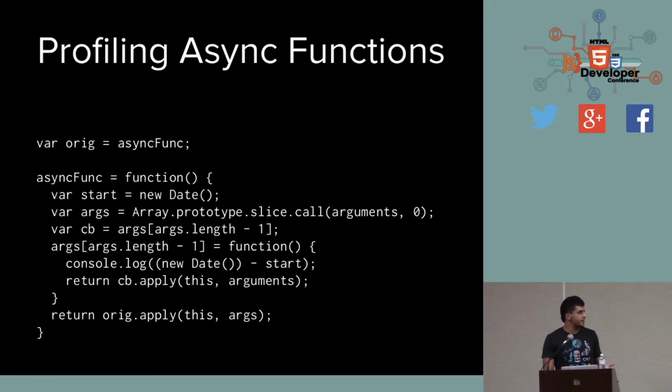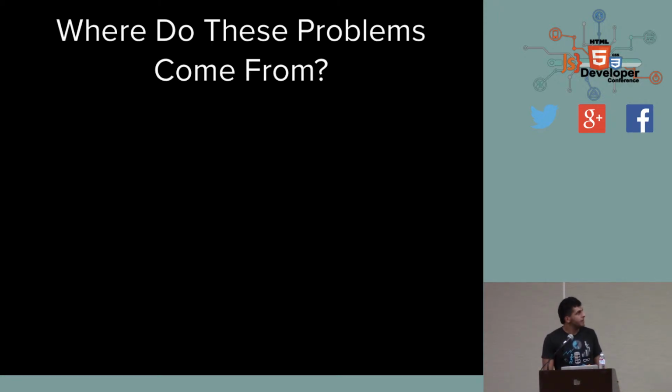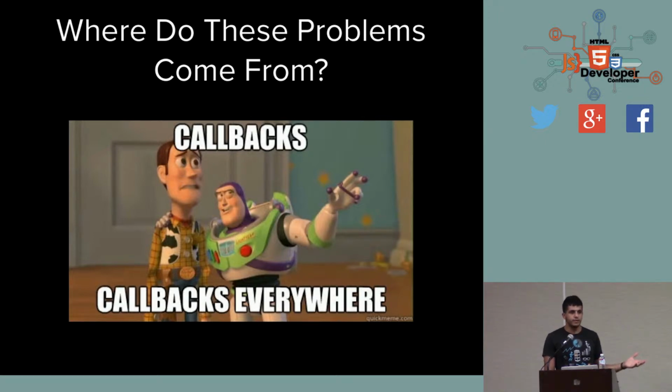That's not super great. So here we're just wrapping that function, replacing it with something that'll start, measure a date, and then do a time diff. You can do that. It's not super great. So this is like the third class of problems that all come from this event loop. So where do they actually come from?